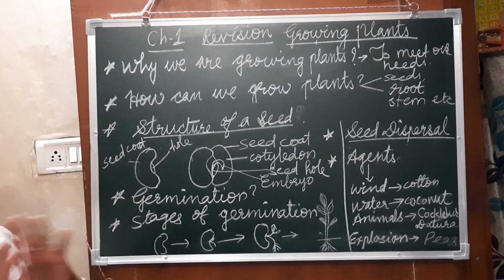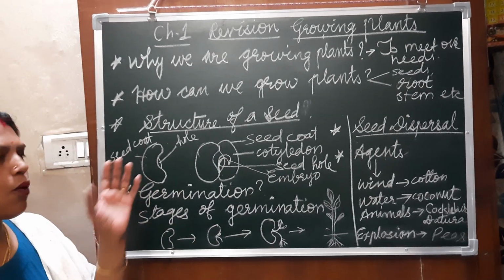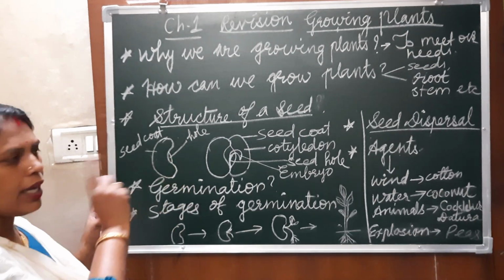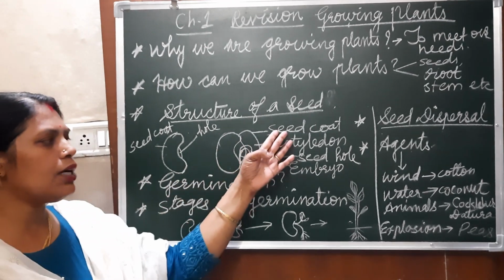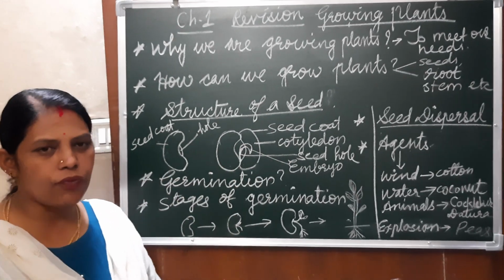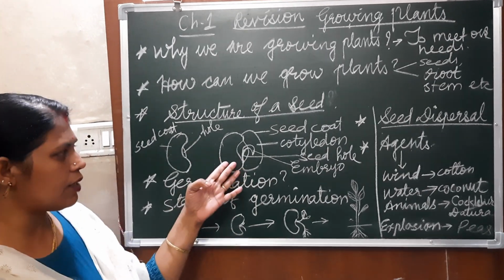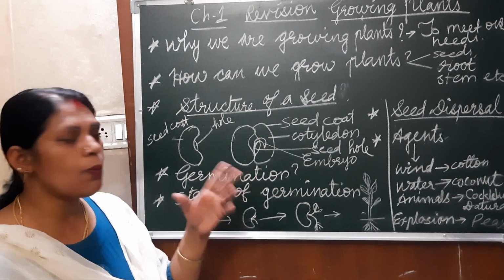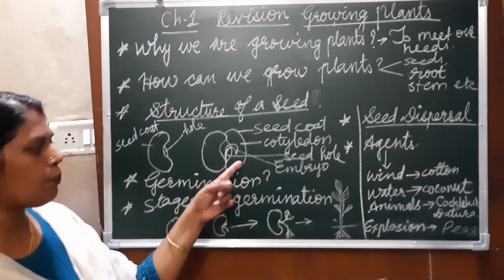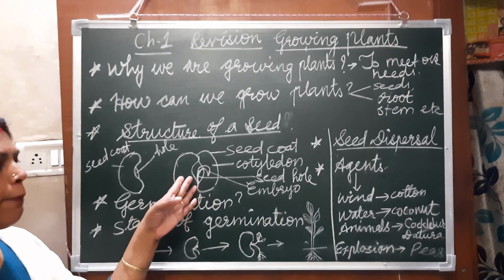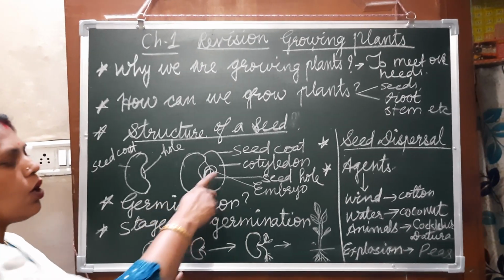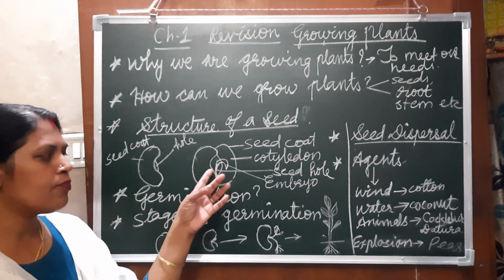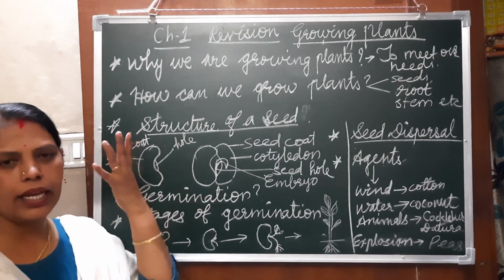So from here externally, if we are seeing, we can see the outer portion, that is the seed coat, and this is the hole. Okay, so here the seed coat is the outer portion of the seed. Okay, and what is its function? It gives protection. Okay, it protects the embryo. Okay, and now here one hole is there. That hole, what does it do? It allows the water to enter inside.